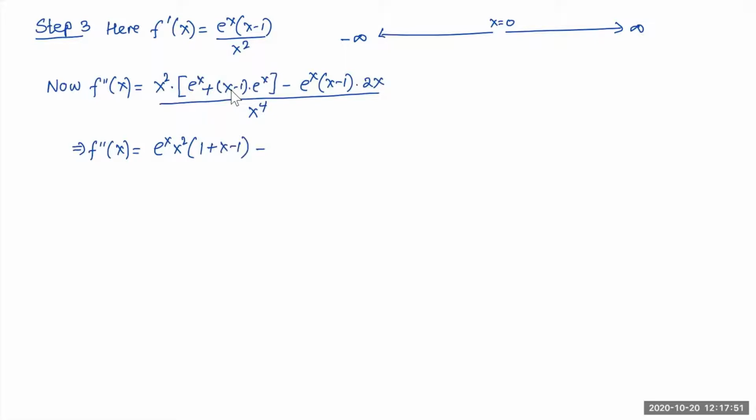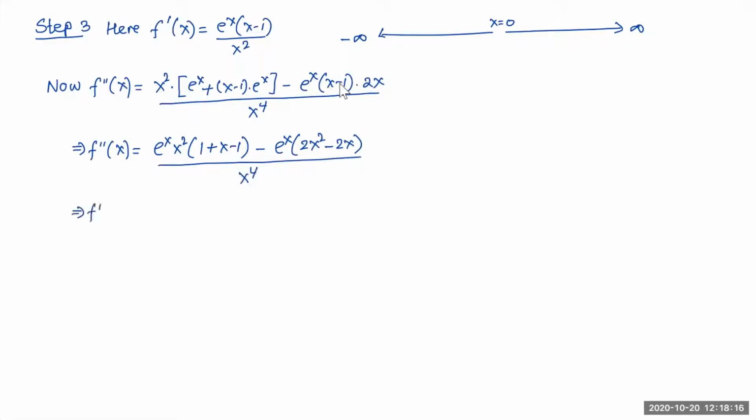Then minus, over here we have e to the x, and then you can multiply this. 2x multiplied to x, that is 2x squared. Then minus 2x multiplied to 1 is 2x. All divided by x to the 4.